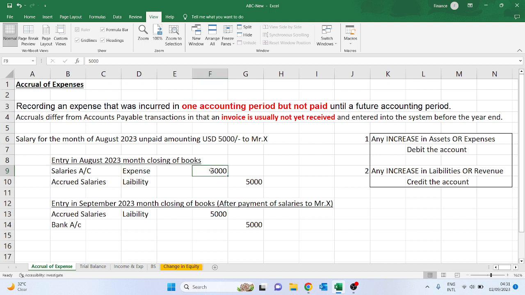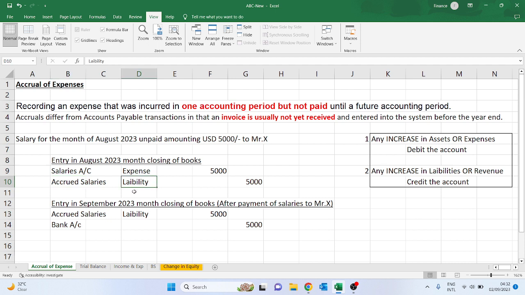And where it will be credited? Here comes the accrued salaries. Accrued salaries means that it is payable to an employee or payable to a third party, right? So it is a liability, right?